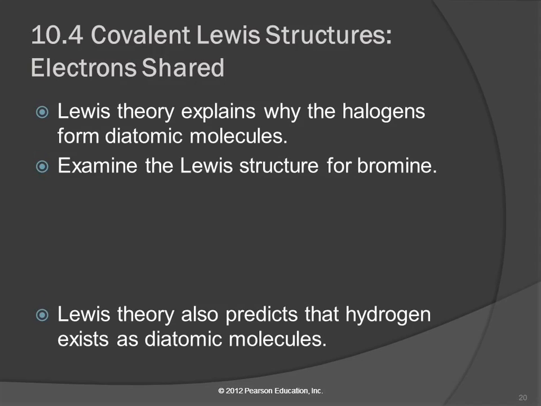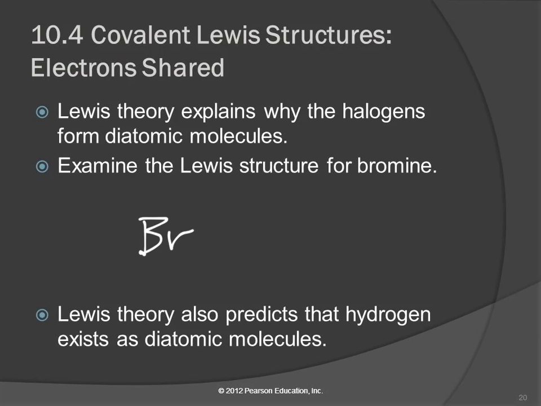We said that bonding theory explains why molecules form. We talked about diatomic elements, right? There's 7: nitrogen, oxygen, fluorine, chlorine, bromine, iodine, and hydrogen that form molecules of 2 atoms when they are the element not interacting with another element. And so why does that happen? Well, Lewis theory helps to explain that. So let's look at bromine. Bromine is a diatomic molecule as an element.